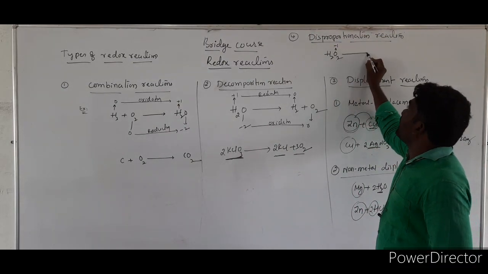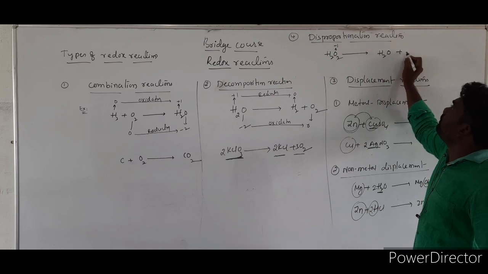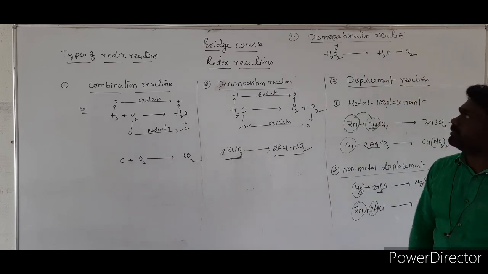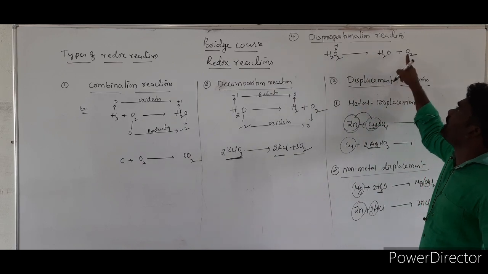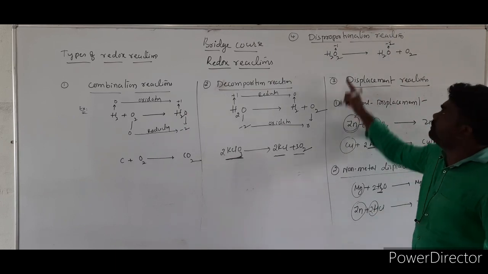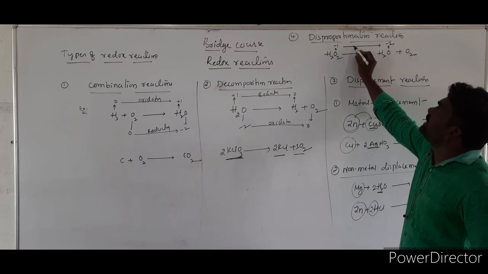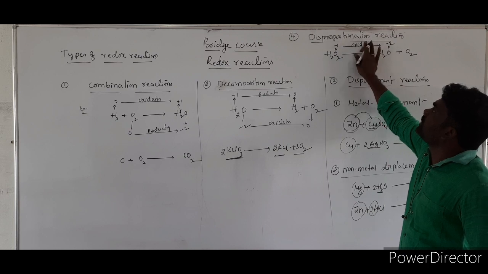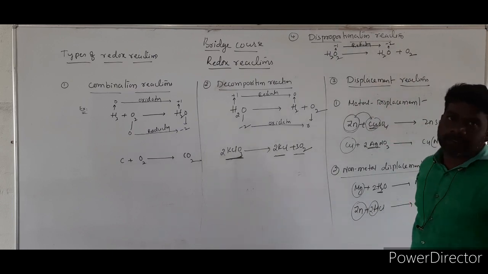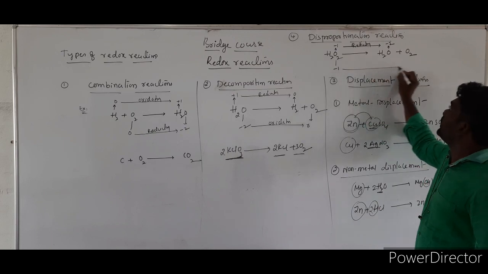So this hydrogen peroxide H2O2 converts into H2O plus O2. So these are the products formed. The oxidation number of oxygen here is -2. So -1 to -2, the number is decreased. Decreasing oxidation number is called reduction. And the other oxygen I am taking as -1. This -1 converts into the element.